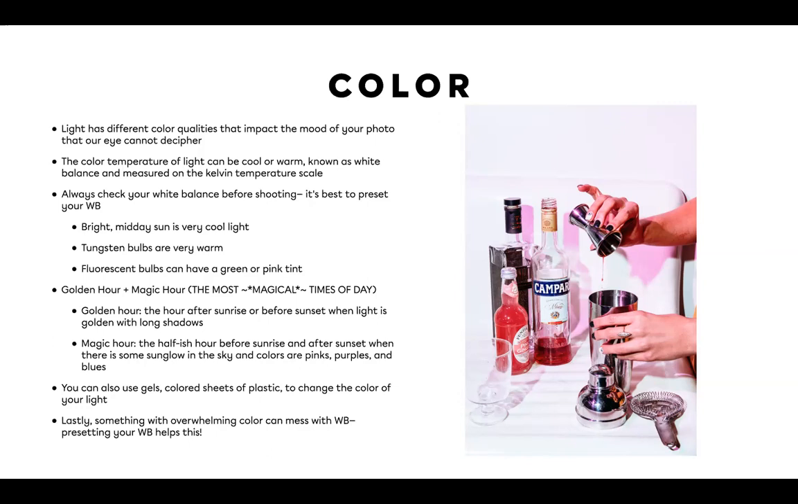So the first thing we're going to talk about is the color temperature of light. This can be cool or warm. This is also known as your white balance, and it's measured on the Kelvin temperature scale. So if you're ever looking at your camera and you see something labeled 5300 K, that's talking about the temperature of the light that your camera is seeing, or the temperature that you've set your camera to see.